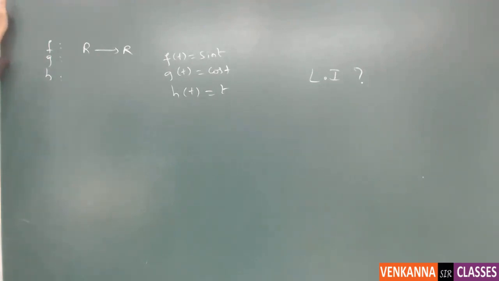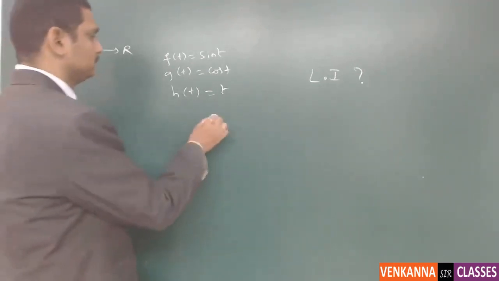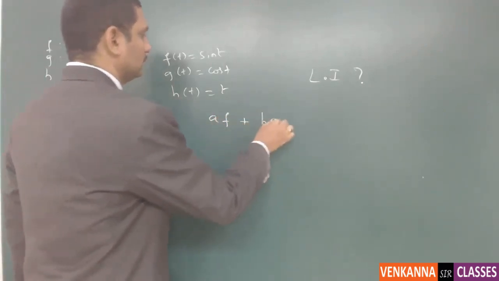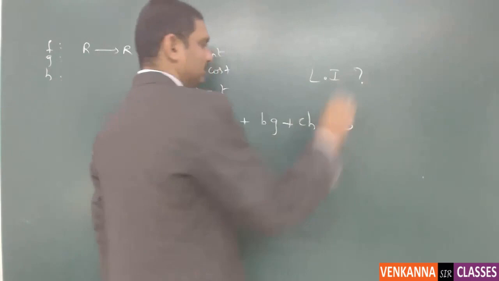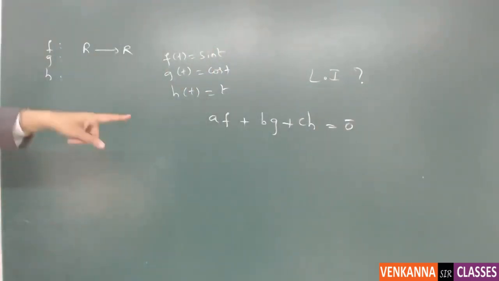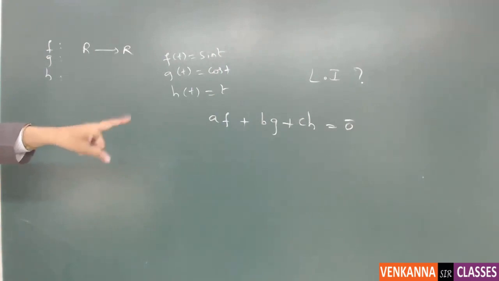Now let us write the linear combination first for our observation. Here 0 bar indicates the 0 function. Please understand, it is not a 0 vector because you are dealing with functions, the result is a 0 function. Now if you are able to find some non-zero values for a, b, c, then it is dependent. If you are able to prove that the a, b, c values are only 0, 0, 0, then it is independent. Now how to get the a, b, c values here? Any idea?